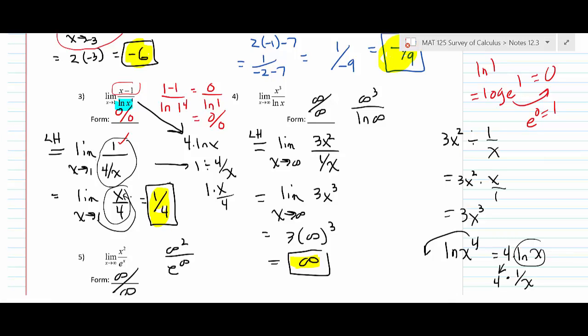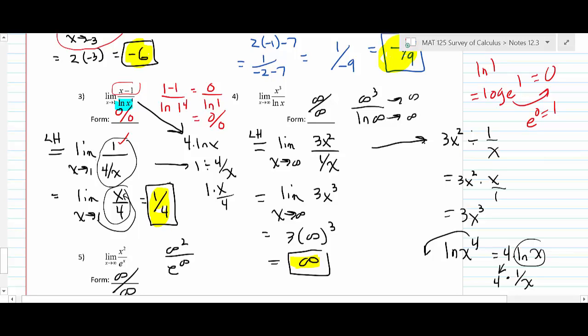Does that make sense? Okay, and then number 4 is infinity over infinity. You have an infinite numerator. I said ln of infinity is always going to infinity, so you have that form. The derivatives are easy on this one. The derivative of the top is 3x squared. The derivative of ln x is 1 over x. So again, you have this situation.